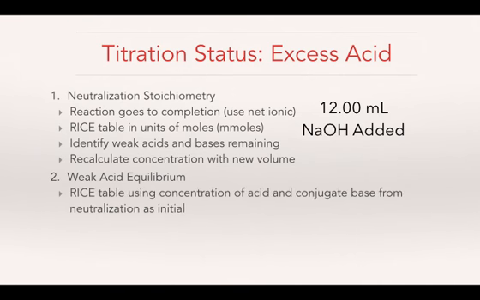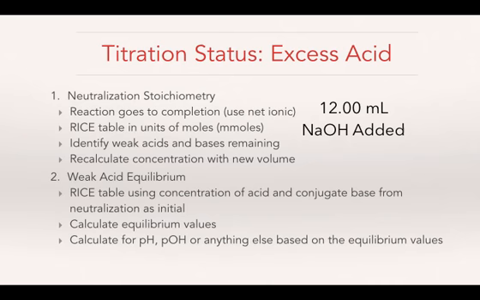We're going to set up a RICE table, using as our initial concentrations the values that we got in the first part, the neutralization stoichiometry. We'll then calculate our equilibrium values and then determine what our pH and pOH are based on what those equilibrium values come out to be.